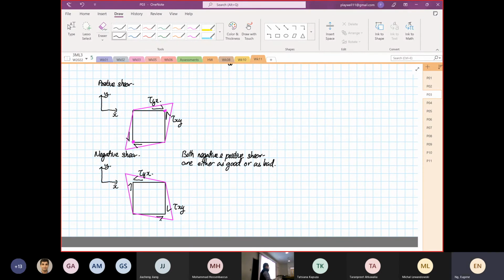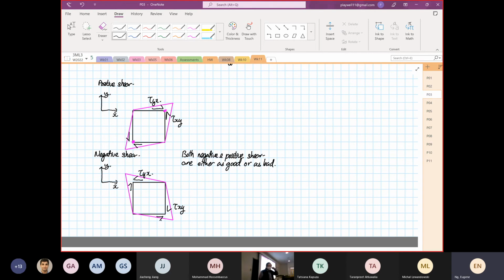Bad is for concrete. Ceramics or concrete cannot take shear. For ductile material, shear is okay. So there is no good shear or bad shear. You cannot say positive shear is a good shear and negative shear is a bad shear. Both are as good, both are as bad. Unlike normal stress, where compression is usually a good thing and tensile is not always a good thing. Can you see that?